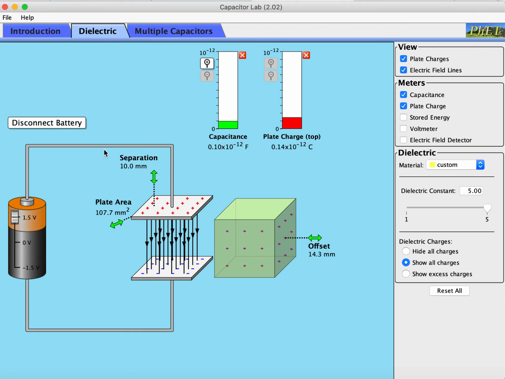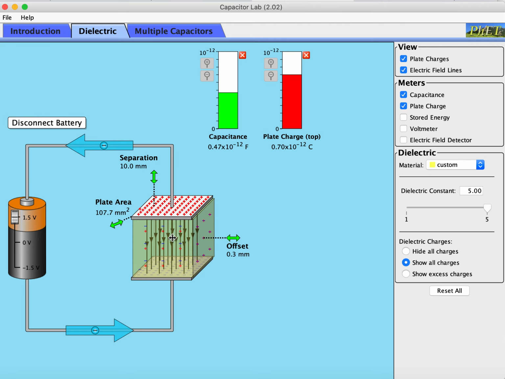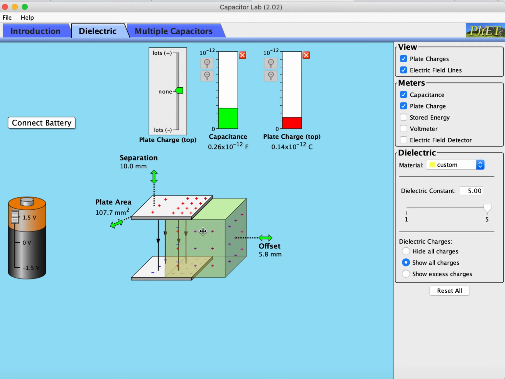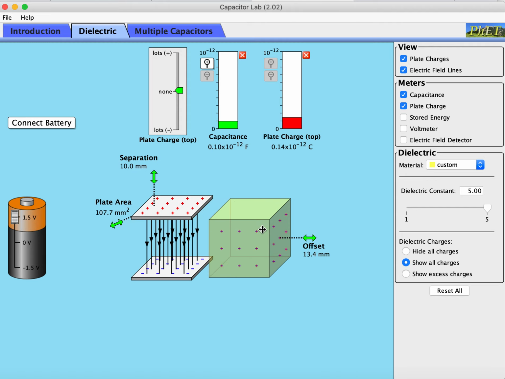So in either case, when I have the battery connected or disconnected, by introducing a dielectric, I can increase the capacitance.